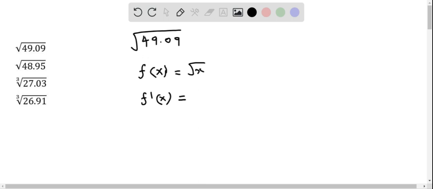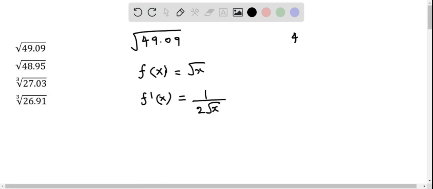When we differentiate root x, this is basically x to the power 1/2. When we apply the power rule, we get 1/2 x to the power negative 1/2, which is equal to 1 by 2 root x. So this is what we get for f prime of x, which is the derivative of f of x.